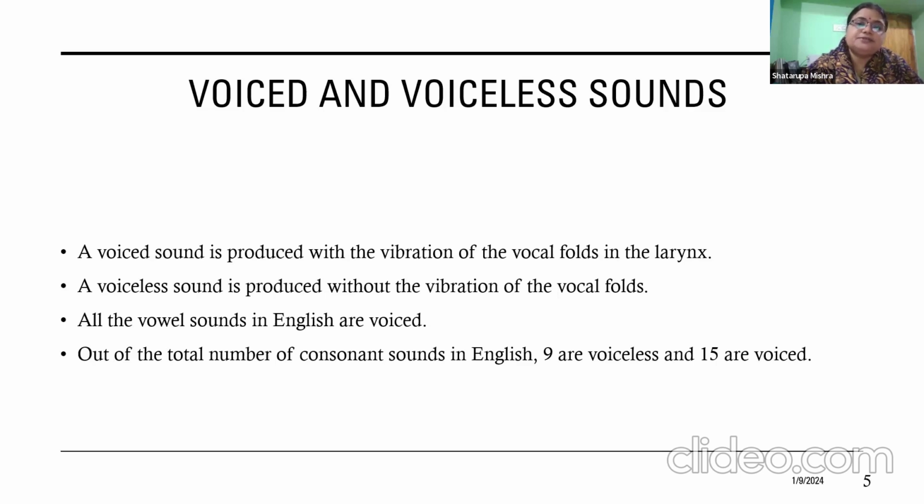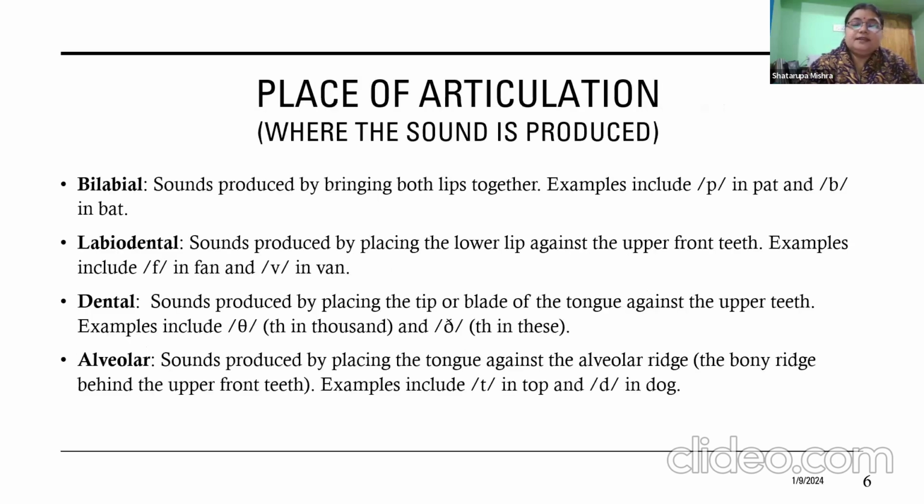That means they are produced without vibration of the vocal folds, and the rest of the 15 sounds are voiced. So all vowels are voiced, 15 consonant sounds are voiced, and 9 consonant sounds are voiceless. Now, we will look at different terms given to the consonant sounds. We are talking about consonant sounds first; we will talk about vowel sounds later.